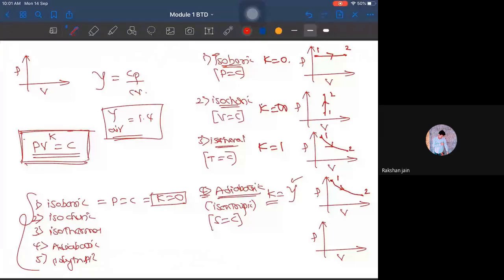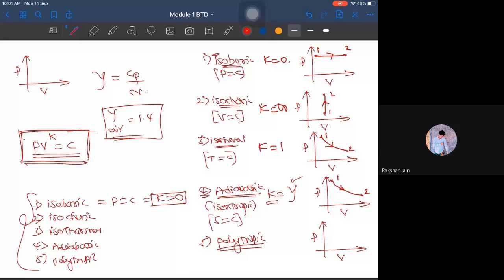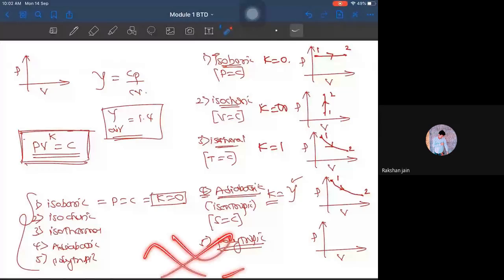And the last process now is the polytropic process. For a polytropic process, nothing is constant. Just remember this. Let us have a recap of all the processes now. For the isobaric process, the pressure is constant. For the isochoric process, the volume is constant. For the isothermal process, the temperature is constant. For the adiabatic process, entropy is constant. For a polytropic process, nothing is constant. That is the significance of a polytropic process.